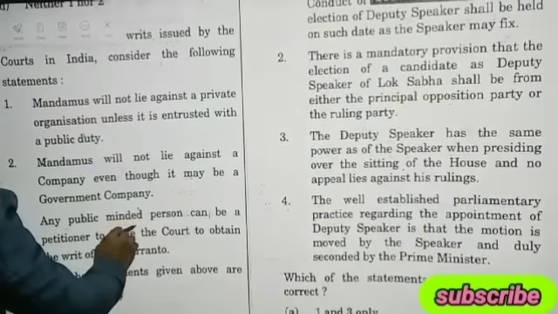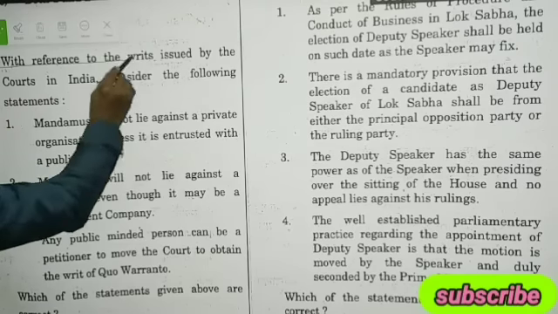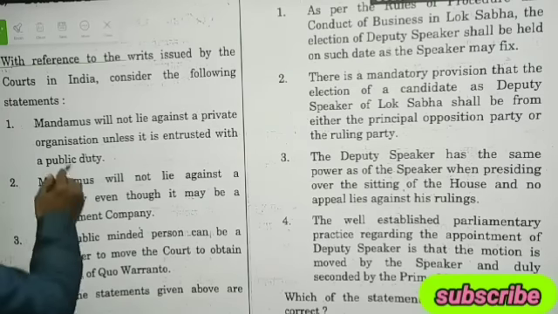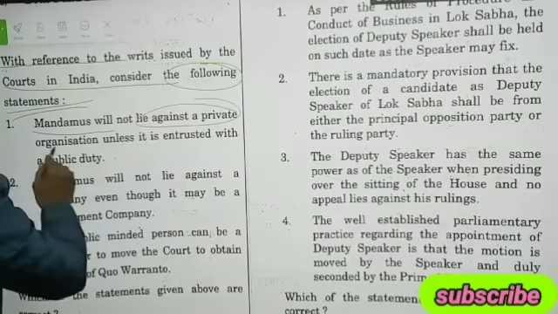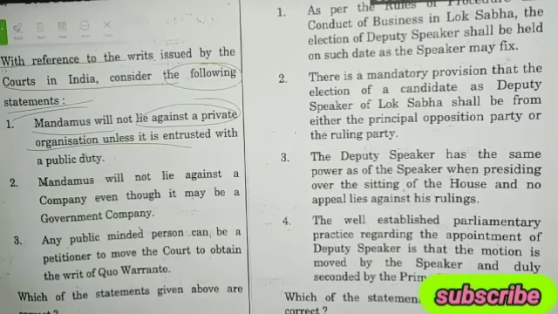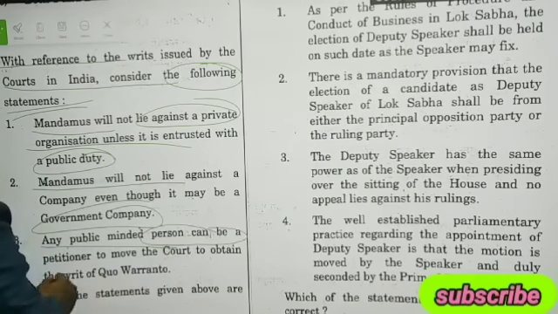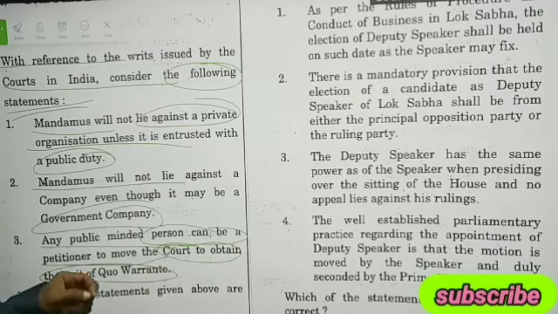With reference to writs issued by Courts in India, consider the following statements. Mandamus will not lie against a private organization unless it is entrusted with public duty. Mandamus will not lie against a company even though it might be a government company. Any public-minded person can be a petitioner to move the court and obtain the writ of quo warranto. These are public powers of quo warranto.